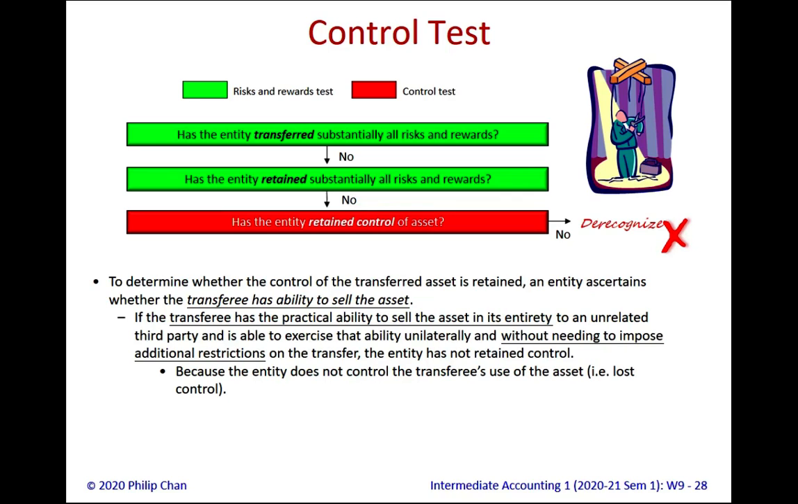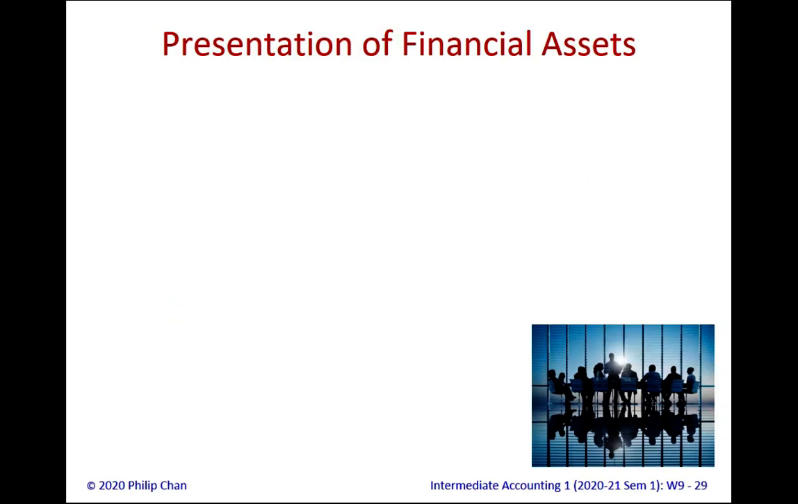So if the transferee, the buyer, has the practical ability to sell the asset in its entirety to an unrelated third party and is able to exercise that ability without much hesitation and without needing to impose additional restrictions on the transfer, then the seller has not retained control. And because the seller does not control the transferee's use of the asset, it has lost control. Derecognize the asset. Okay, last slides.